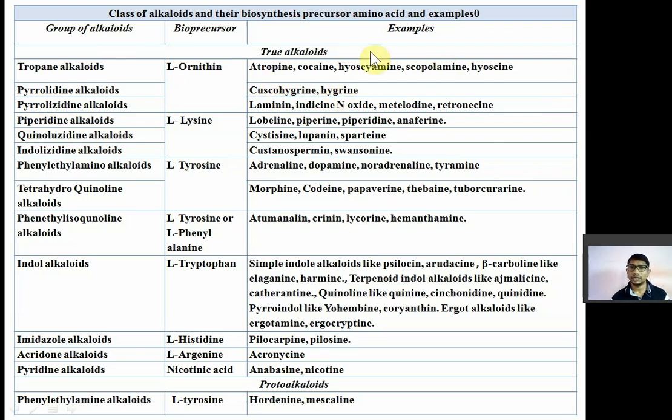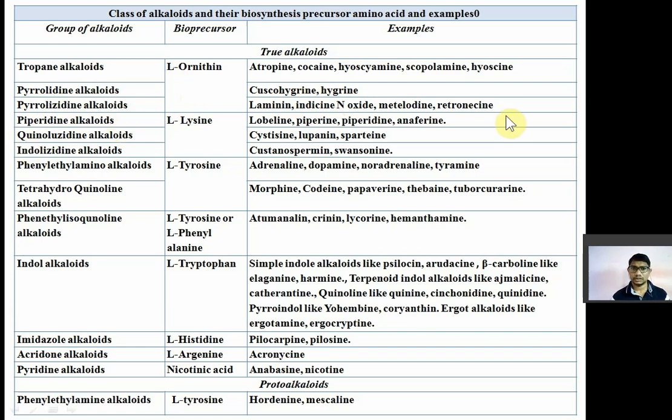Atropine, cocaine, hyoscyamine, scopolamine, and hyoscine. These alkaloids are biosynthesized from the L-ornithine amino acid. L-ornithine is a bio-precursor for atropine, cocaine, hyoscyamine, scopolamine, and hyoscine. All these are known as tropane alkaloids. Then next are cuscohygrine and hygrine, known as pyrrolidine alkaloids, and they are also synthesized from L-ornithine.